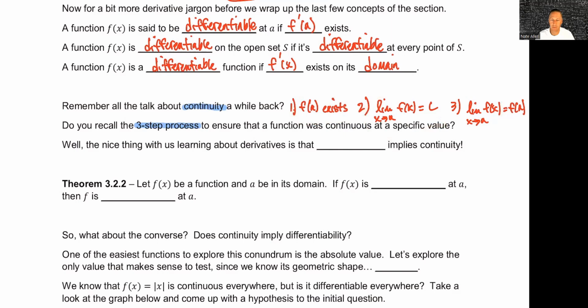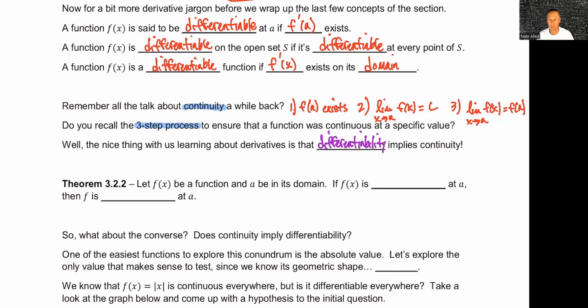The nice thing about derivatives is that differentiability implies continuity. Now, you may be wondering why that's true. If we can just take the derivative, then we know it's continuous. Well, remember, guys, that differentiability, the process of taking the derivative, which is a limit, is why that exists or implies continuity. So that takes us to theorem 3.2.2.